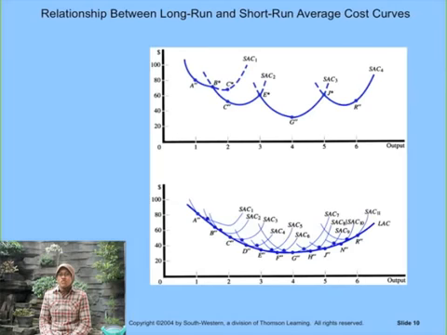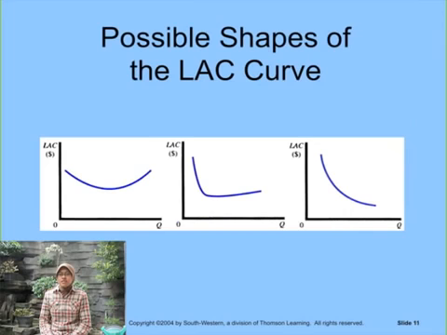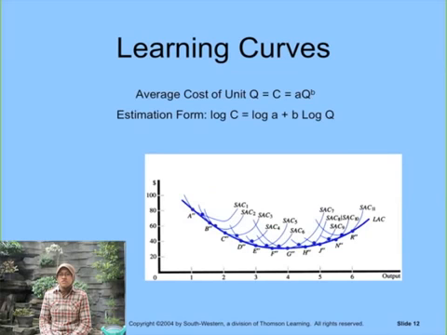And this graphic shows the relationship between long-run and short-run average cost curves. These are the possible shapes of the LAC curves. And this graphic shows economies of scale, where the bigger the output, the lower the average cost.